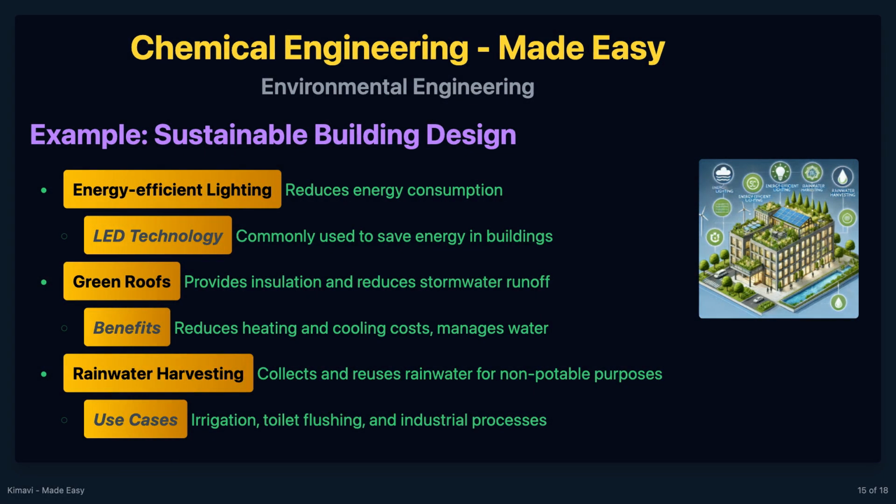A sustainable building design might include energy-efficient lighting and appliances to reduce energy consumption, green roofs to provide insulation and reduce stormwater runoff, and rainwater harvesting systems to collect and reuse rainwater for non-potable uses.